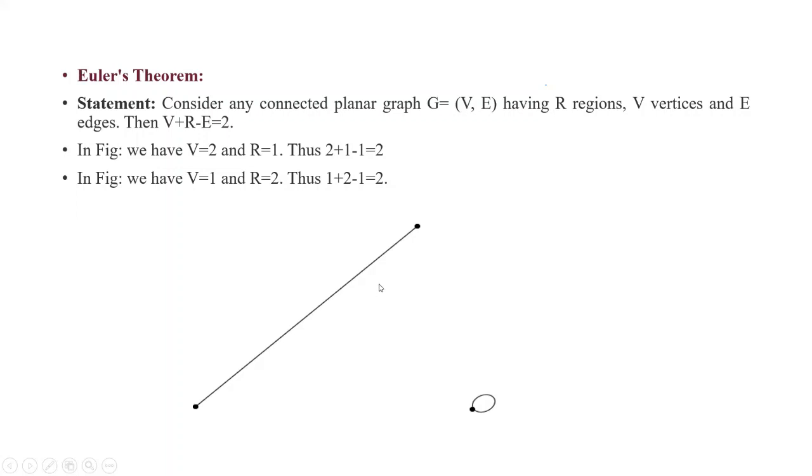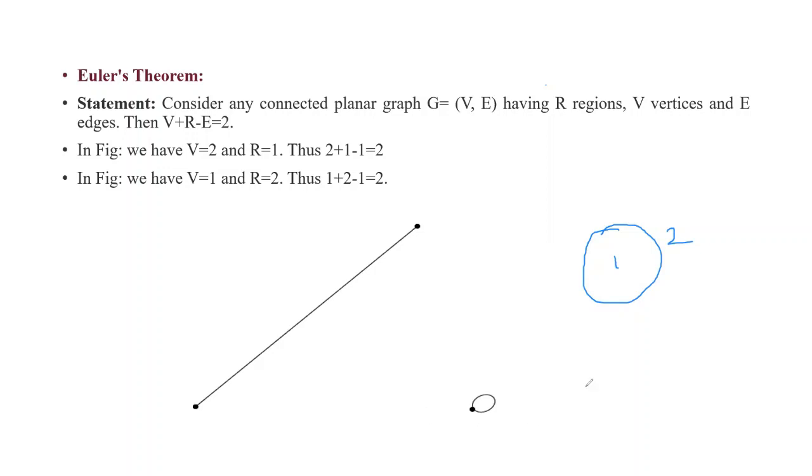So for this graph, see it. This is your graph containing 2 vertices and 1 edge. So V is equal to 2, and R, the region. What is a region? This is one region, only one region. Whenever we consider a region, it is a part. Suppose this is a circle. This is one region, and outside of this circle is another region.